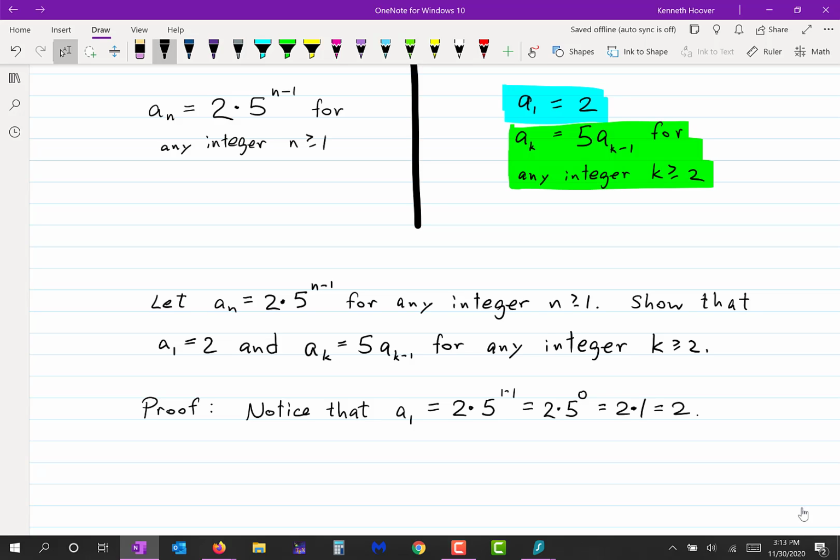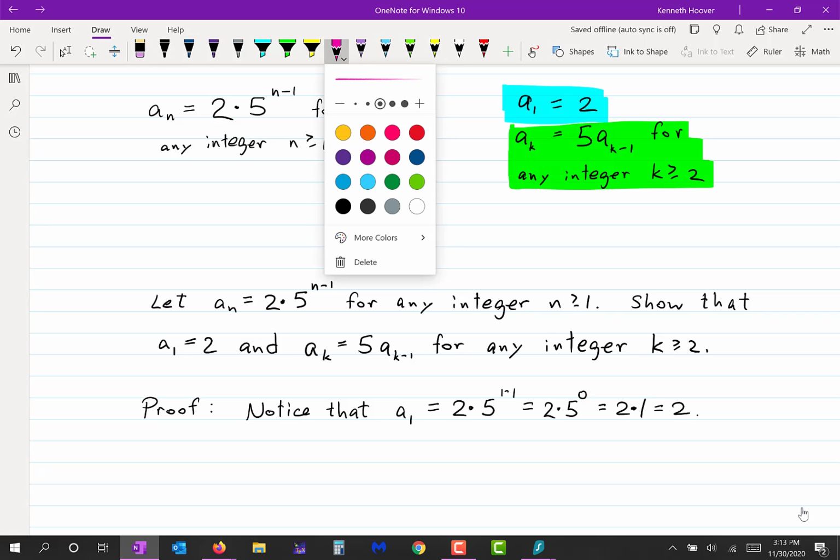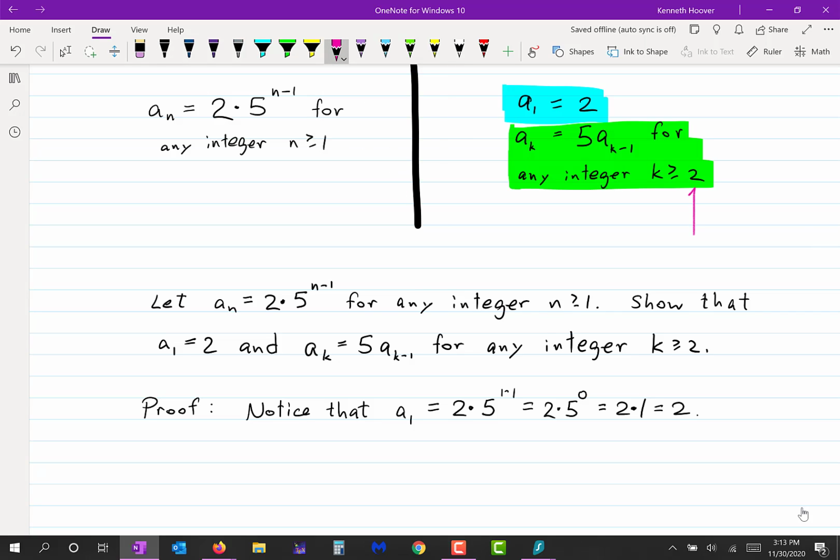Now I'm going to prove what's highlighted in green. And to do that, we're going to use induction. So we have our base case. Where is this induction starting? Starting right there with the number 2. So my base case is when the subscript is 2.